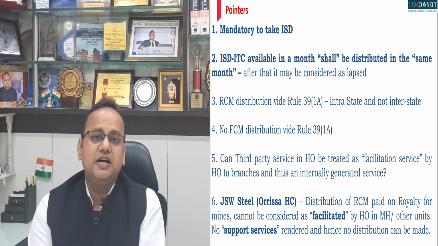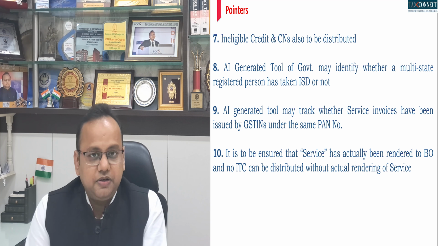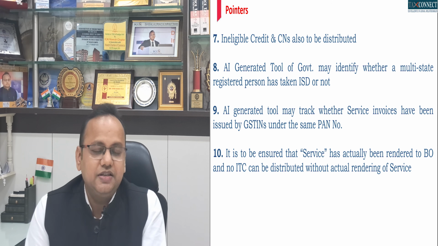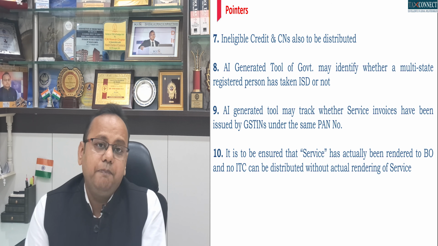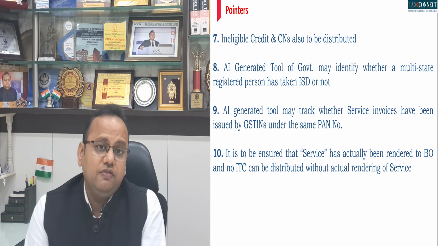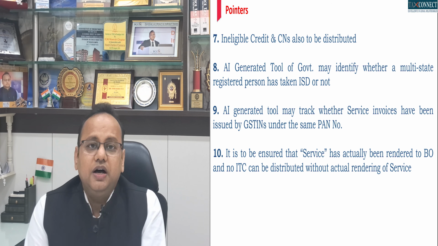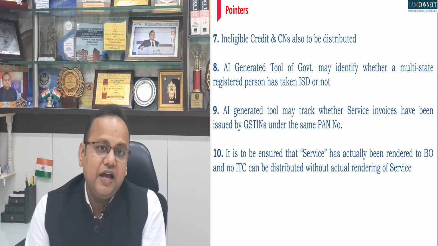A question is asked, how would the department come to know whether ISD is applicable? Well, we have seen AI being used by the government extensively. It is very simple for those taxpayers who have a single PAN and separate GSTINs. All GSTINs are PAN based. It can always be searched through AI whether such taxpayer has taken ISD or not, and therefore a notice may come out of such an AI generated search.